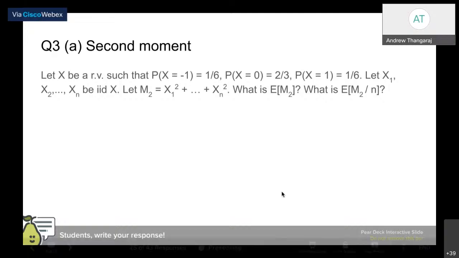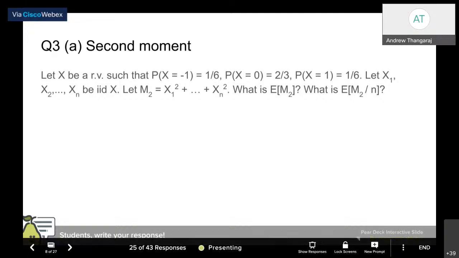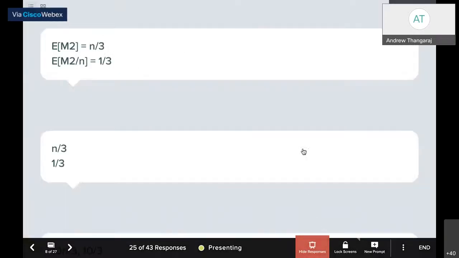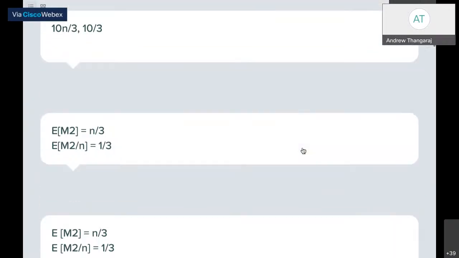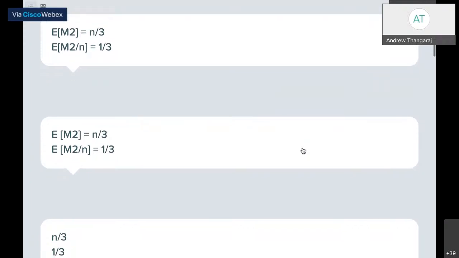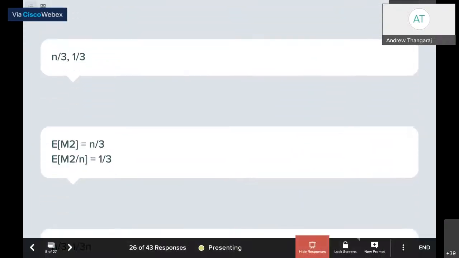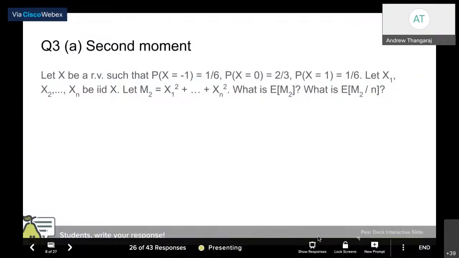Okay, so let's come back to the answer. I've given enough time. I think enough people have responded. Let's see the responses. It's n by 3, 1 by 3, n by 3, 1 by 3, 10 n by 3, and 10 by 3, n by 3, 1 by 3. Okay, so enough people have got it right.